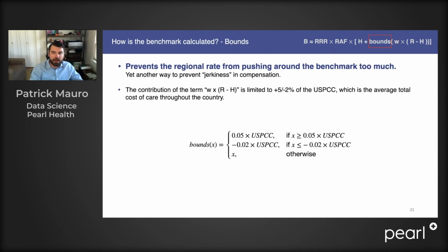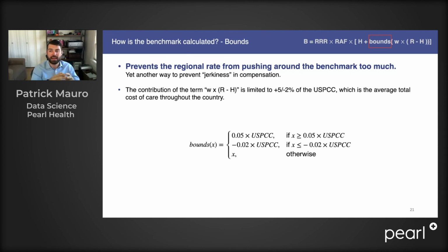So then all of that I just described, the W times R minus H, is thrown into what we call a bounding function, which is just another way that CMS is trying to prevent any of these efficiency adjustments from jerking around your compensation and your benchmark too much. And so they're saying, all right, when all is said and done, when we multiply W times R minus H, we are going to limit the effect of that term on the benchmark to be +5 or -2% of the US PCC.